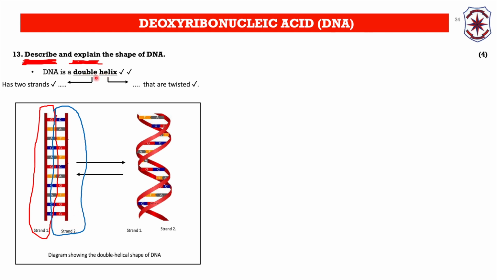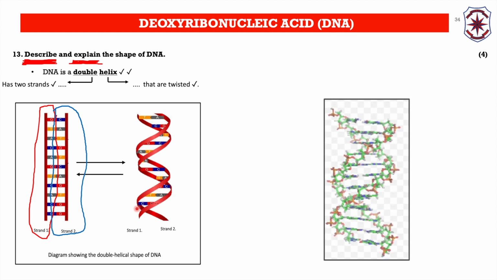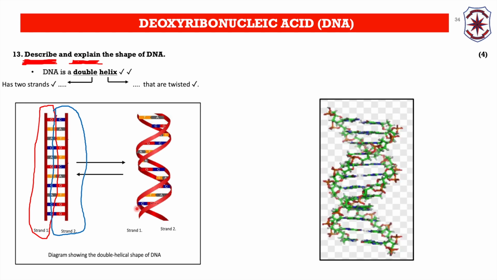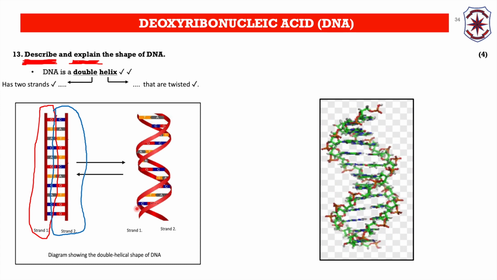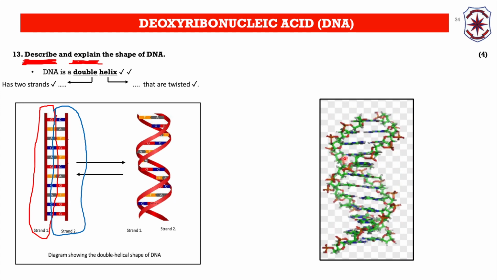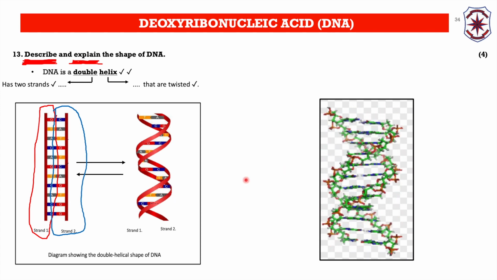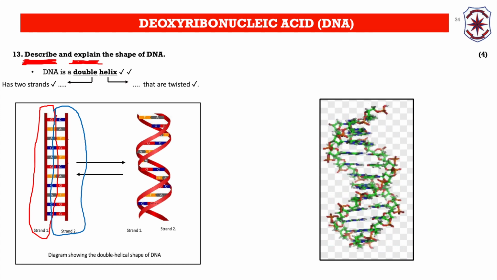But we also need to accommodate the helical part. So something that has a helical shape means that that shape is twisted. So this DNA does not only have two strands, but these two strands are twisted. So this is what we call a double helix. So there we go. There is our DNA structure. It has two strands, and those two strands are twisted. Hence, double helix.